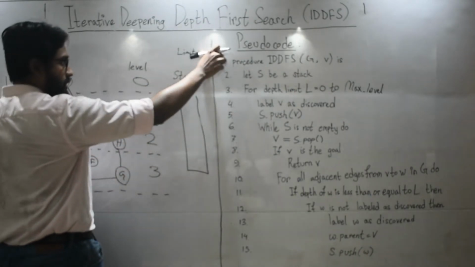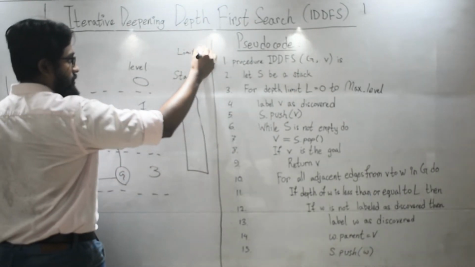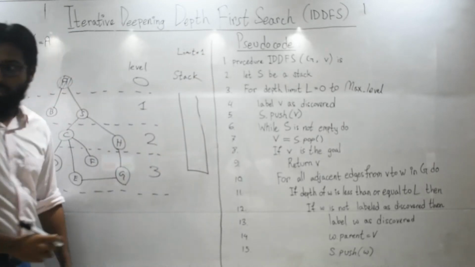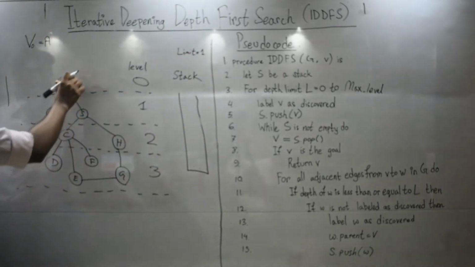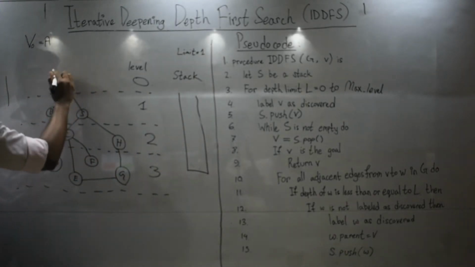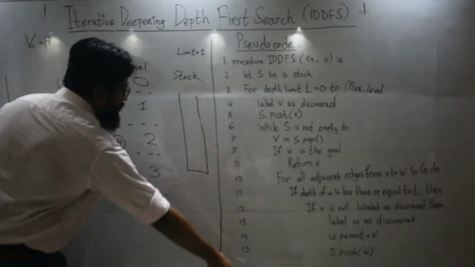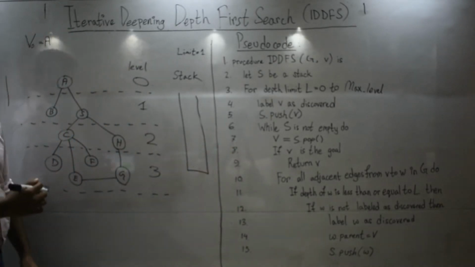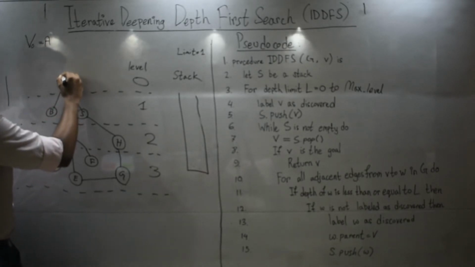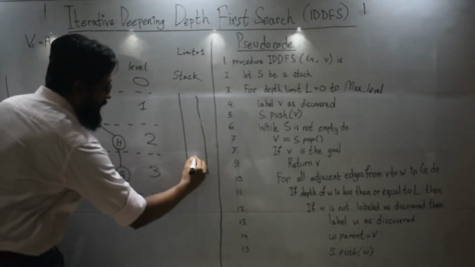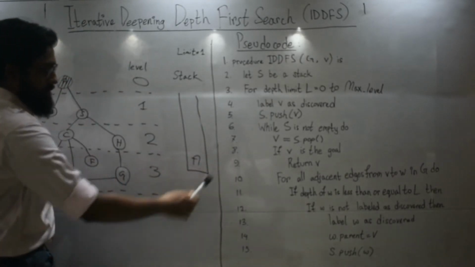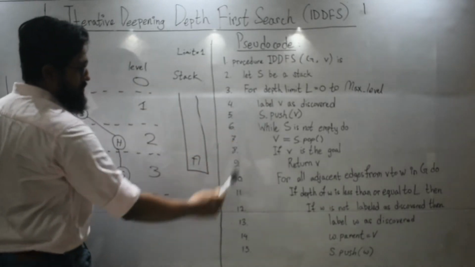Okay, so let's put a limit of 1. Okay, so now again let's start with A. So if you go accordingly, you will see: discover A and then push it in. Okay, now you enter the while loop.